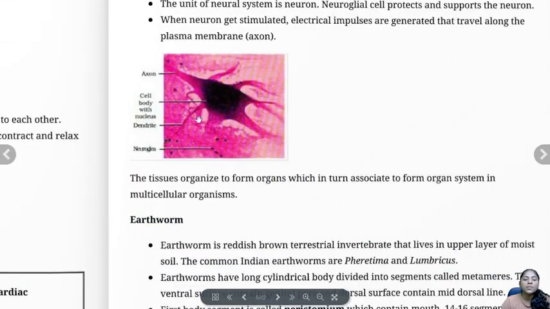So this is the picture of a neuron. This is the cell body with the nucleus. The nucleus is present here. This long portion is called the axon. Then these branch-like structures are known as the dendrites. So all the neurons are connected to each other. The dendrites of one neuron are in close vicinity to the axon of the other neuron.